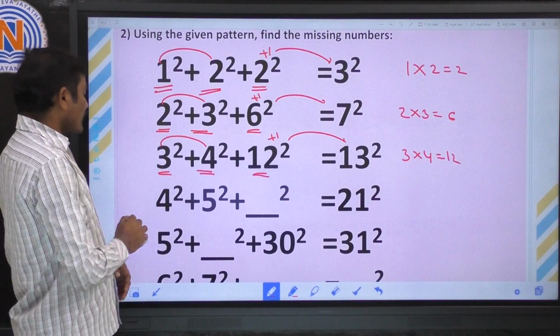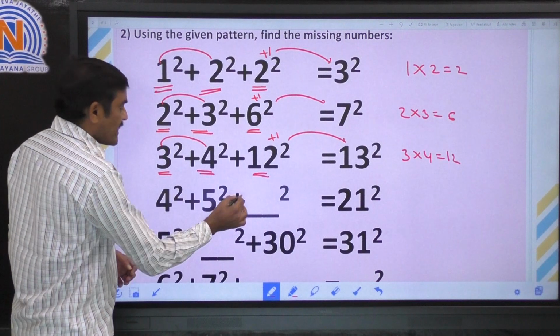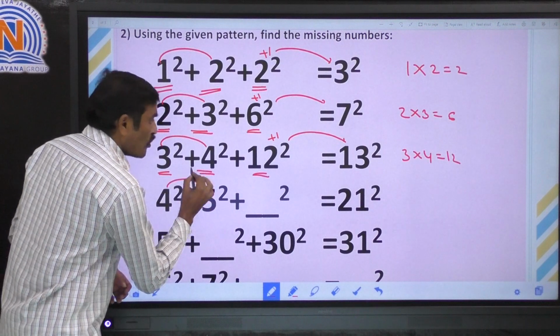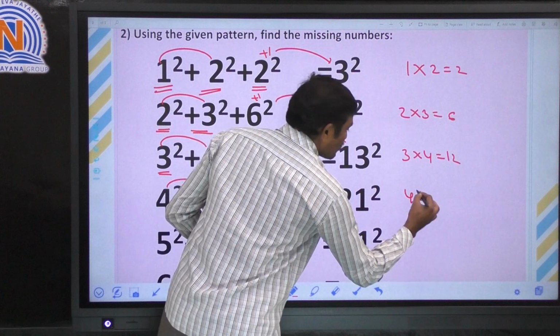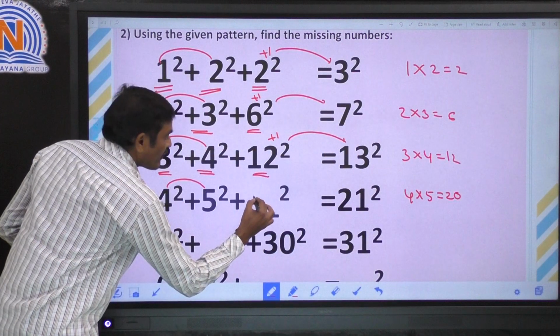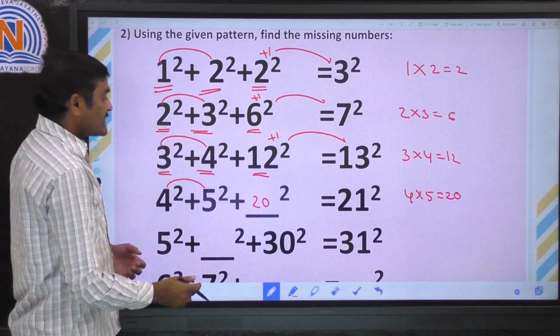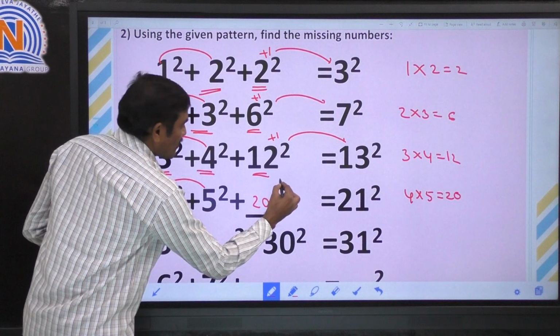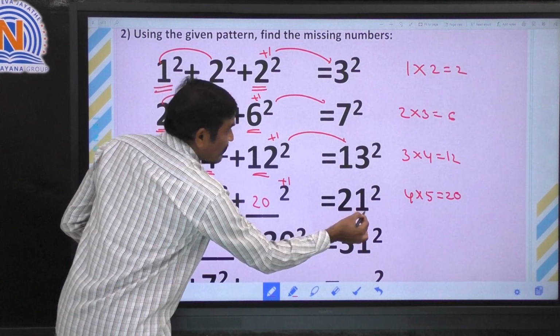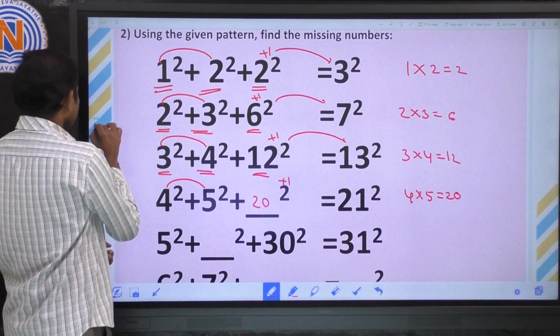See the fourth one, 4 square plus 5 square. The next term will be 4 into 5. 4 into 5 is equal to 20. So here we can write 20 square. Now on the right hand side, what will we get for 20 plus 1? We will get 21 square. Okay, follow the rule.